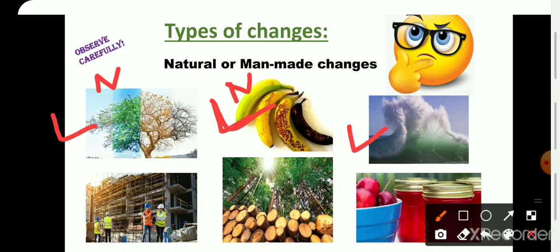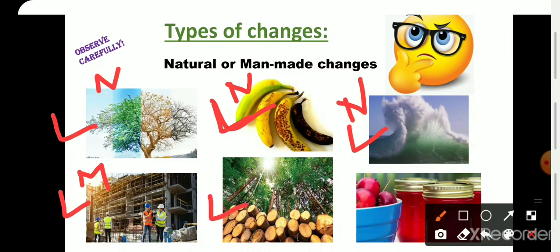Now the third picture shows the tides. So is it a man-made change or a natural change? Yes, exactly. It is also a natural change. The fourth picture shows construction. So is construction a man-made change or a natural change? Yes, it is a man-made change.